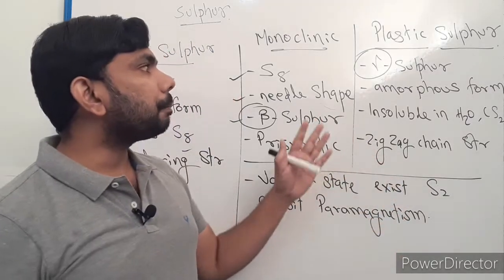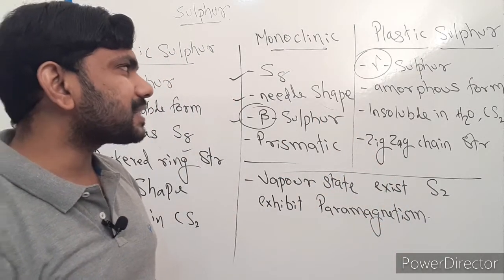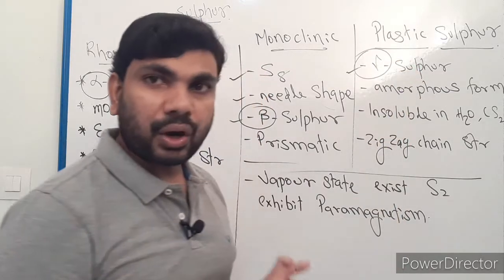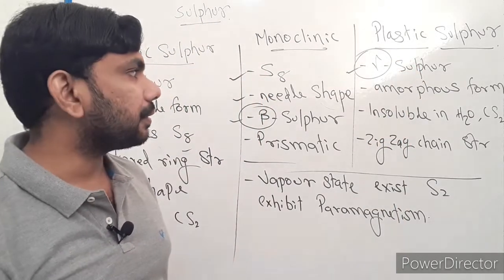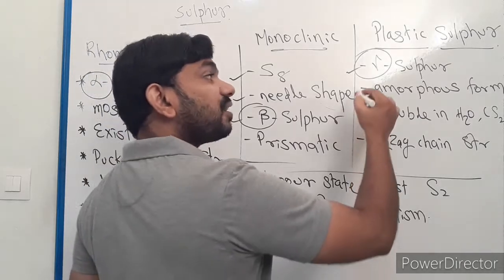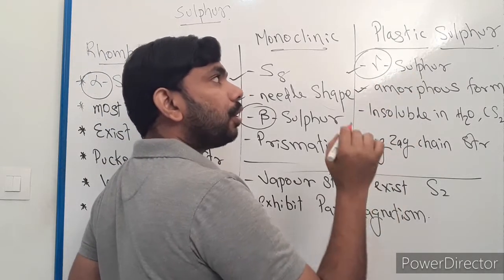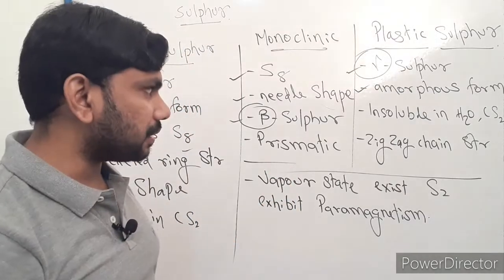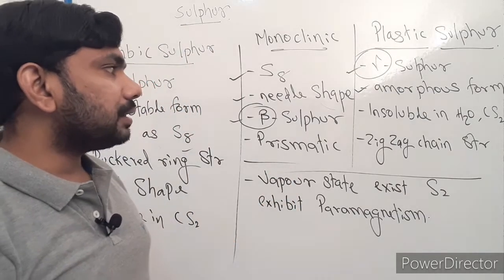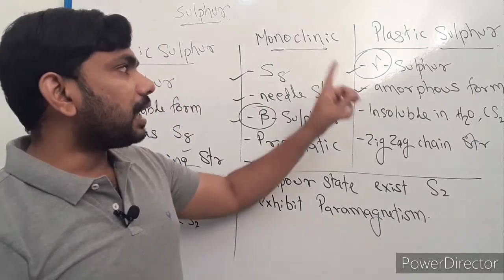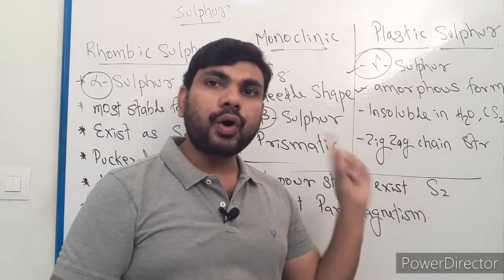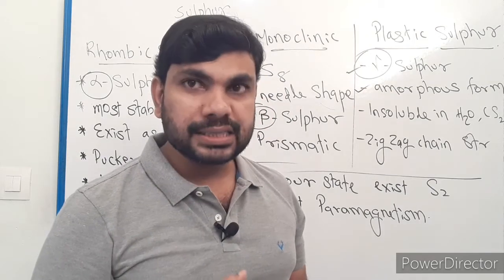Last one, plastic sulfur. Plastic sulfur is also called gamma sulfur. It is the amorphous form of sulfur. This form of sulfur, gamma sulfur or plastic sulfur, is insoluble in water and carbon disulfide.